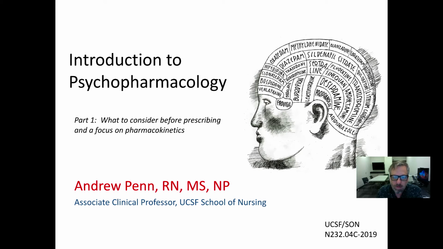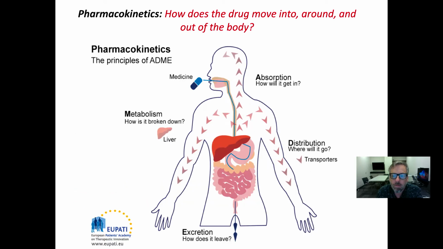So this is going to be the most technical aspect of this lecture. We're going to talk about pharmacokinetics. And pharmacokinetics is where kinetic refers to movement. We're talking about how the drug moves around. How does it get into the body, first of all? How does it move around the body? And then how does it leave the body? This is sometimes referred to as absorption, distribution, metabolism, and excretion, or ADME, as you can see here.